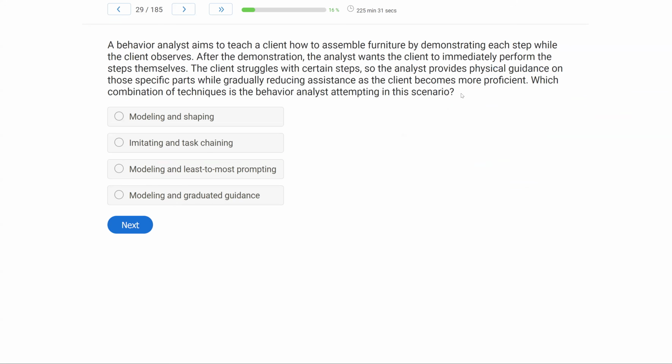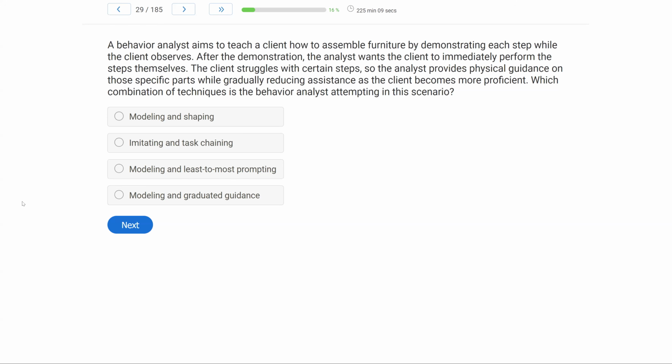A behavior analyst aims to teach a client how to assemble furniture by demonstrating each step while the client observes. After the demonstration, the analyst wants the client to immediately perform the steps themselves. The client struggles with certain steps, so the analyst provides physical guidance on those specific parts while gradually reducing assistance as the client becomes more proficient. Which combination of techniques is the behavior analyst attempting in this scenario?